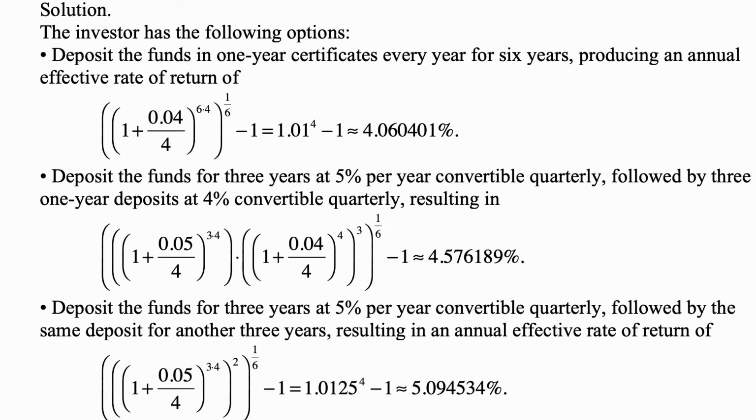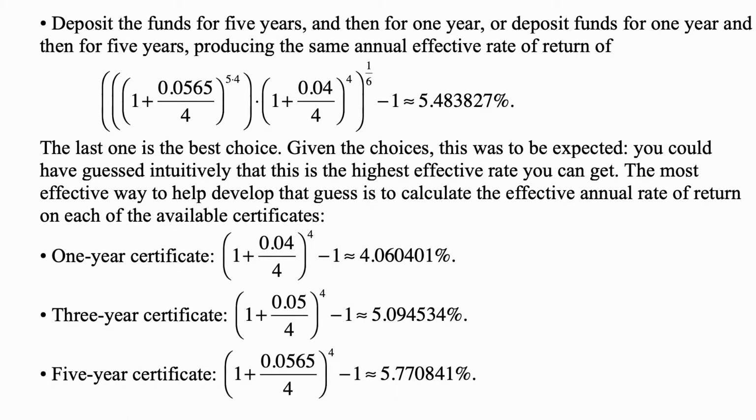Deposit the funds for 3 years at 5% per year convertible quarterly, followed by the same deposit for another 3 years, resulting in an annual effective rate of return of 1 plus 0.05 over 4 to the power 3 for 3 years, times 4 for 4 quarters, and then squared because you're doing it twice the same way, and then to the power 1/6 to get the annual accumulation factor, subtract 1 to get the annual effective interest rate, and that becomes 1.0125 to the 4th minus 1, and that's approximately 5.094534%.